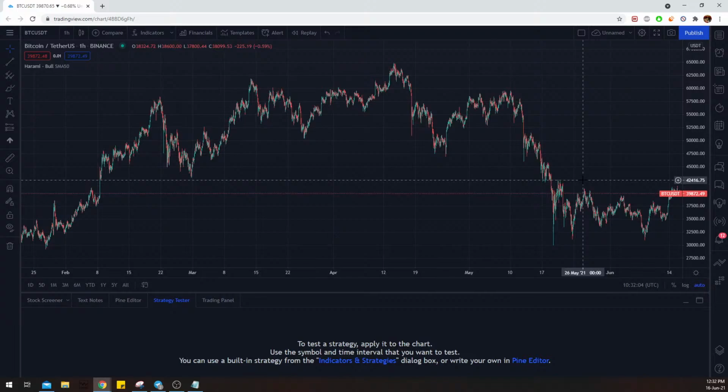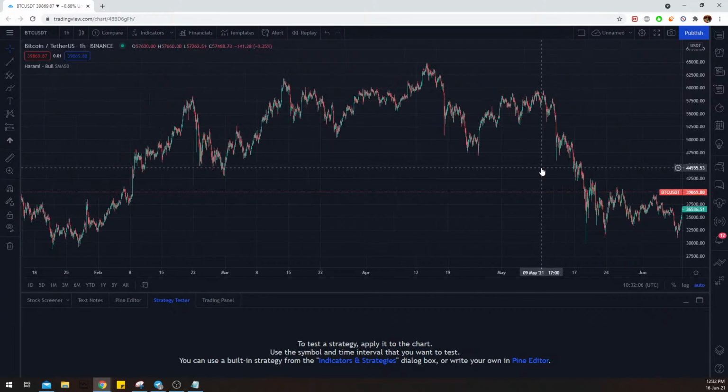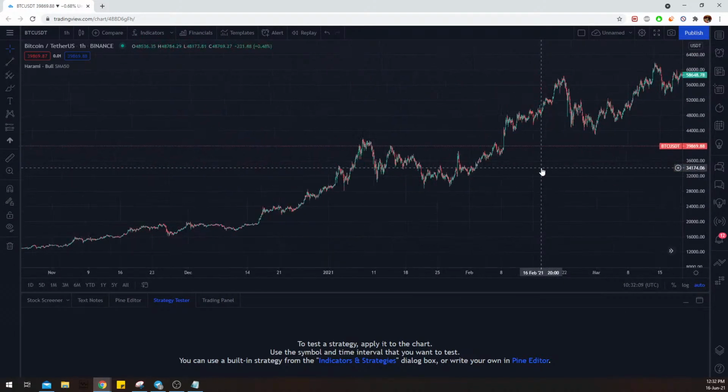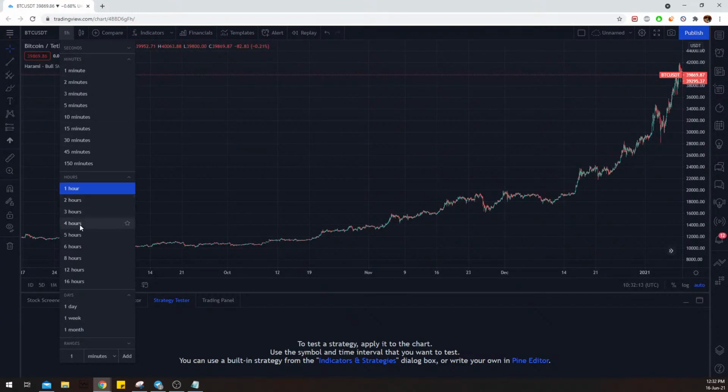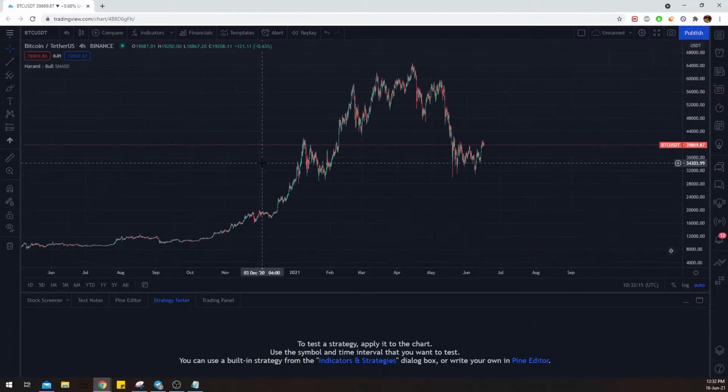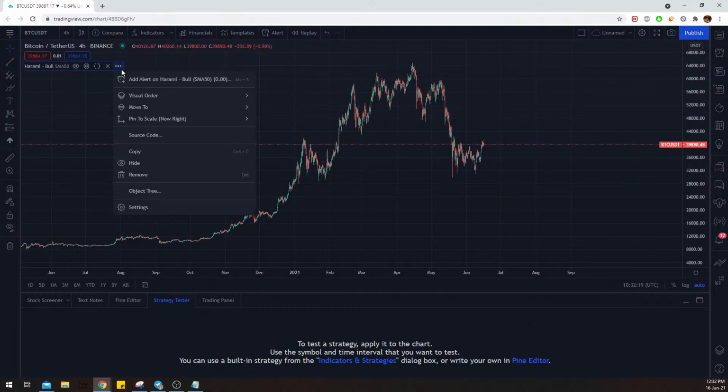So let's take a look and see if we have at least one of those for 1 hour. Unfortunately here we see none of them. Let's go 4 hours. Yeah, unfortunately nothing. Maybe if I change, let's change the moving average detection.